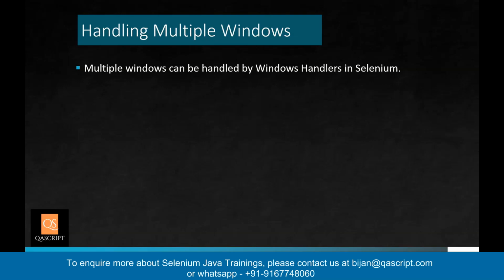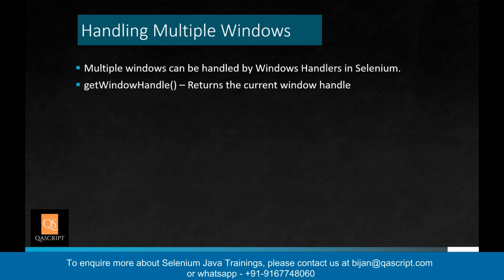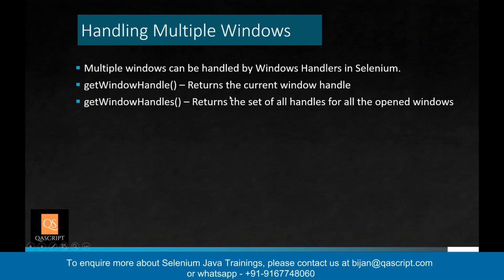Okay, so we can switch to these windows again using the switch to methods. And here we can also use window handles, which return a unique window handle. Using the get window handle method, you can get the handle of a particular window, and it's basically like an ID of a window. So it returns this unique reference, the current window handle. And then there is get window handles, which will return the set of all the handles for all the open windows.